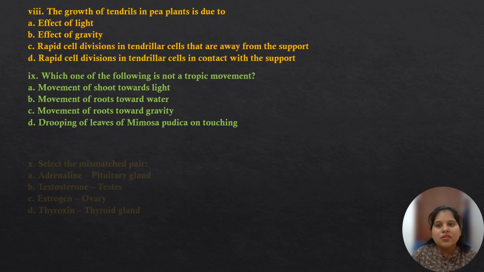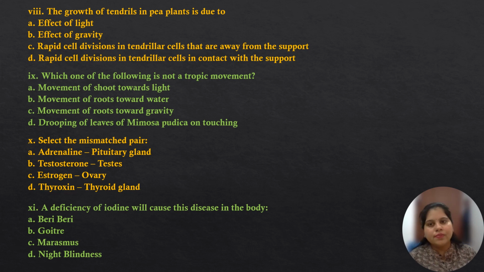So next question is, the growth of tendril in pea plant is due to... tendrils in pea plant. This is a type of nastic movement, not any tropic movement. So effect of light, no. Effect of gravity, no. Rapid cell division in tendril cells that are away from the spot. Yes, this option is the correct statement. So rapid cell division in tendril cells that are away from the spot is the growth of the tendril in the pea plant.